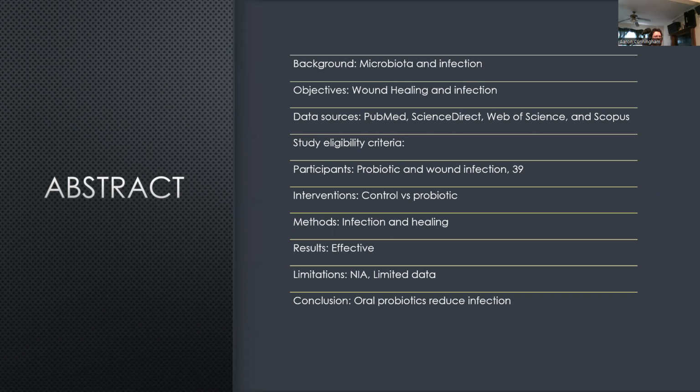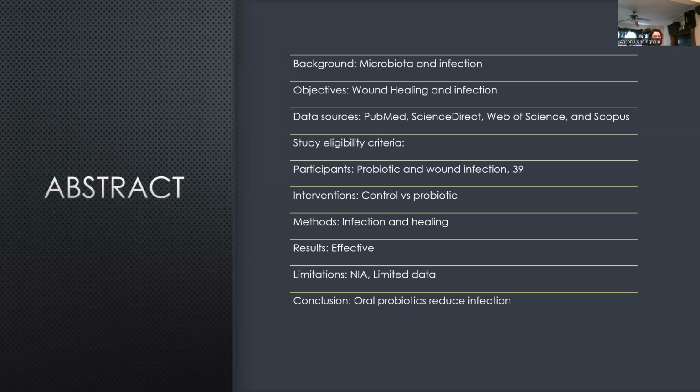So quick background, there is an observed link between microbiota and infection rates. They're both bacteria. There will be a link between the two. So the objective is to see how the infection rates and wound healing are affected by the use of microbiota. The data sources used in this paper are PubMed, ScienceDirect, Web of Science, and Scopus. The study eligibility criteria is not given in the abstract. However, it mostly just has to do with probiotic and wound infection papers that are focused on probiotic and wound infection.